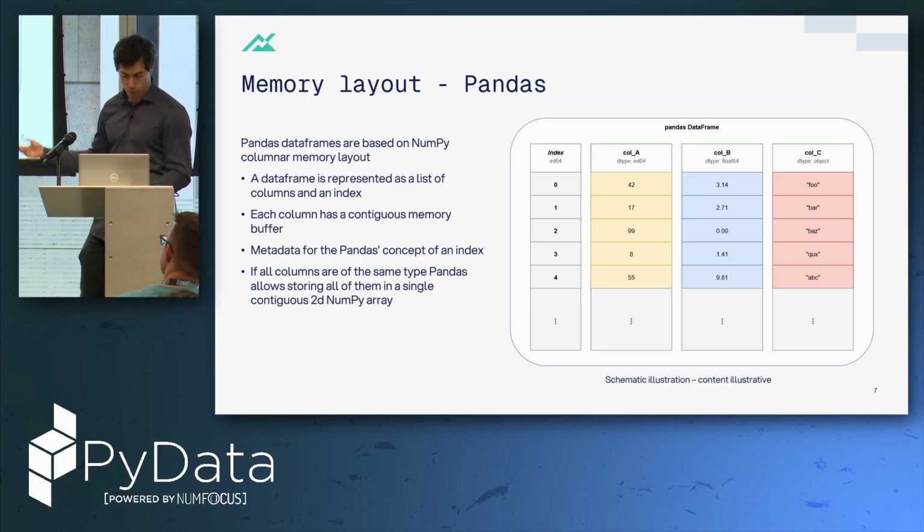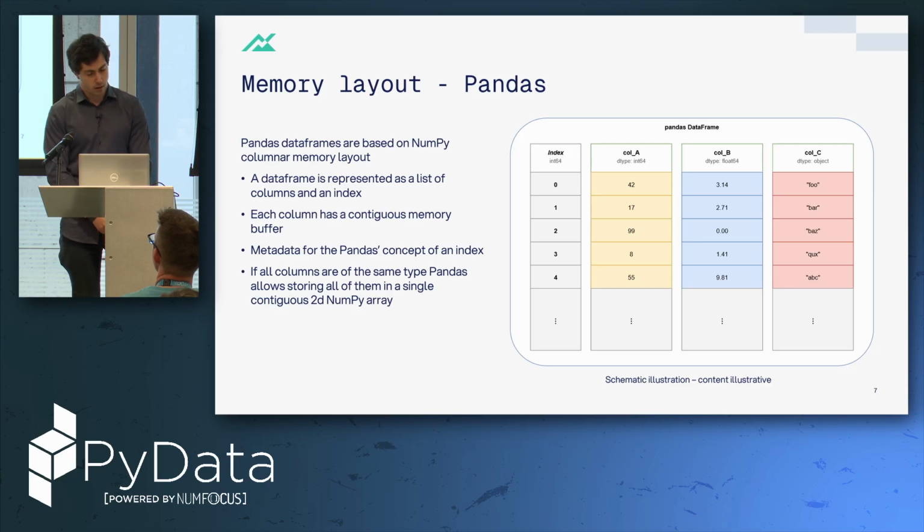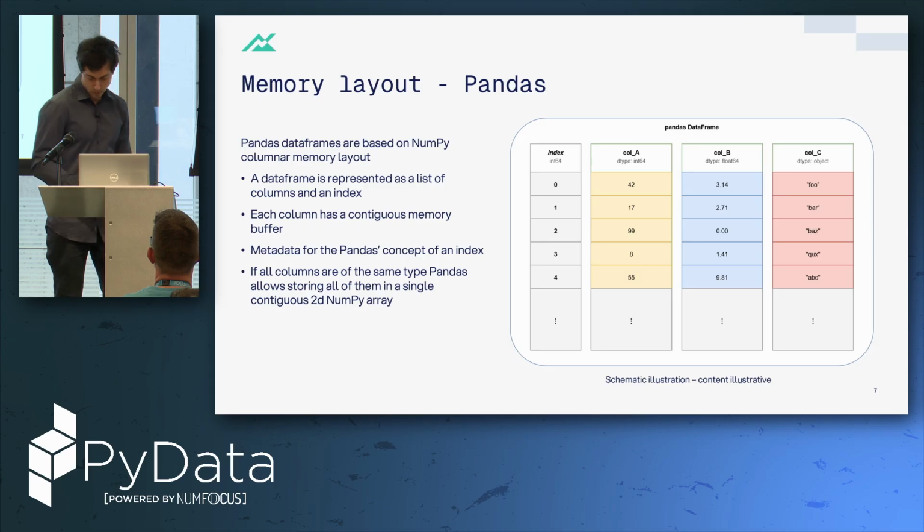So in this example, column A is full of integers. They're all in continuous memory. Column B is in another continuous memory block, and so on. As mentioned, pandas allows different memory layouts. So for example, if all your columns are of the same data type, you can consolidate them together and actually have all of the columns in a single continuous buffer represented as a two-dimensional NumPy array.